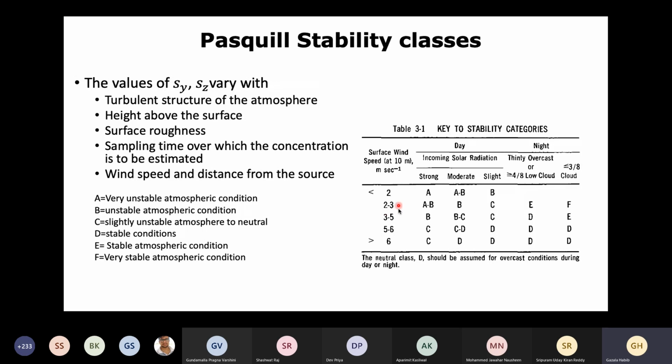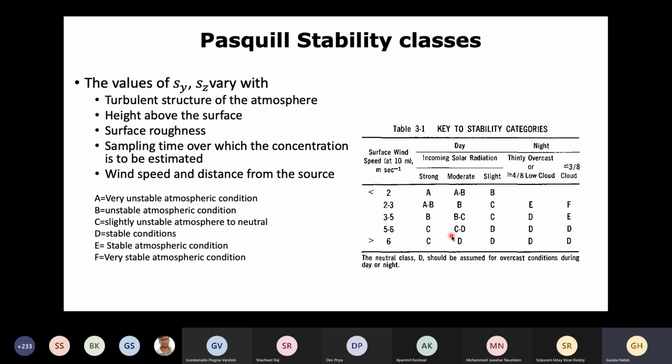I have not included it in this because now it's an open book exam. You can have this slide during the exam, so I will just put that formula over here. The day and night stability classes are given separately. I will just explain in brief.